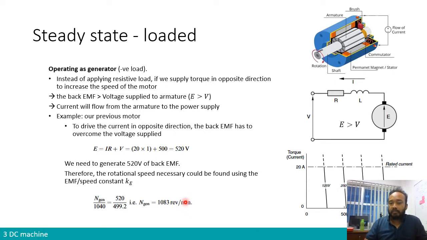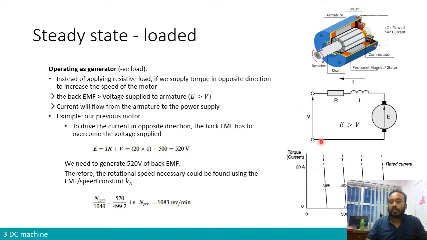So at minimum, if the machine was supplied with 500 volt, if we want the machine to become a generator, we need the shaft to be rotating. The rotation is of course induced by the load. It needs to be at least at minimum equal to 1083 revolutions per minute. So how is this possible?